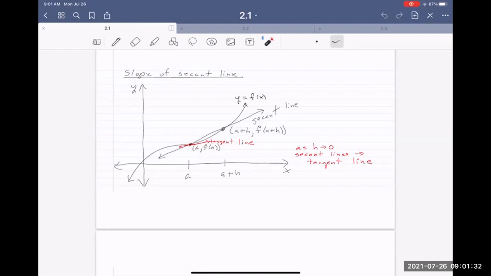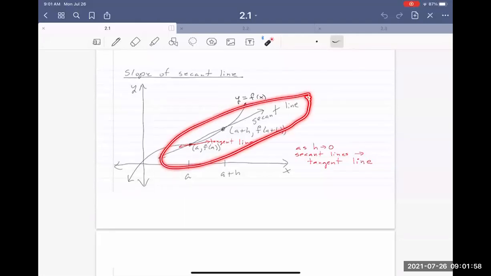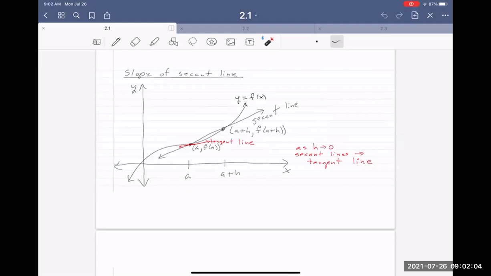Then if I let h get smaller and smaller, so I keep approaching a, then the slopes of each of these secant lines should approach the slope of the tangent line. So as h approaches 0, the secant lines should approach the tangent line. So the slopes of the secant lines should approach the slope of the tangent line. So I'm going to approximate my tangent line by looking at a whole bunch of secant lines.